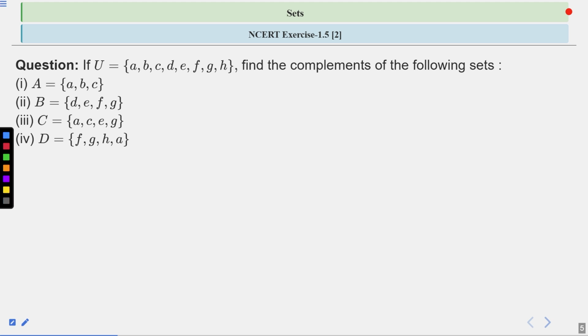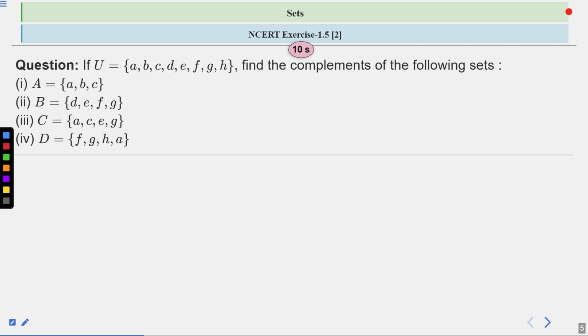This question. Here the universal set is given to you with these elements A, B, C, D, E, F, G, H. You have to find the following complements. So for the first, if A set is with 3 elements A, B, C, find out its complement. In the second, B is D, E, F, G, then find out its complement. In C, the set is A, C, E, G. And D is your set with elements F, G, H, A. Clear? I hope the question is clear.